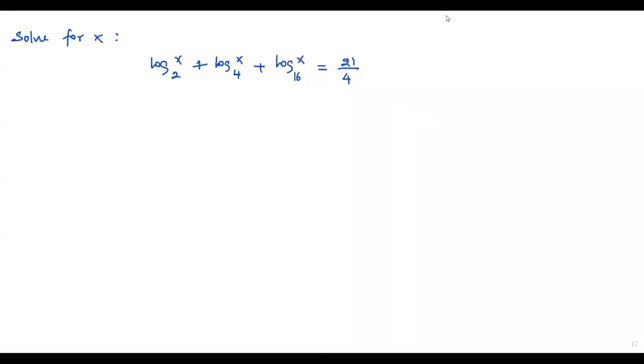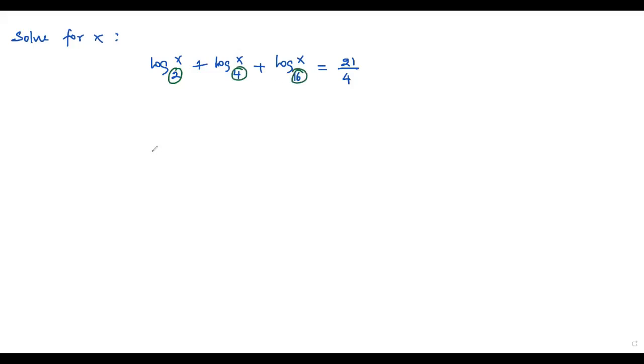Here we have a logarithmic equation and we have to solve for x in this equation. When I look at the given logarithmic equation, I have the addition of 3 logarithms on the left side. But I won't be able to simplify the addition of these 3 logarithms. The reason is the base for the 3 logarithms is not the same.